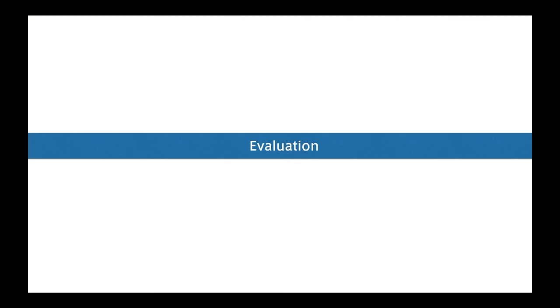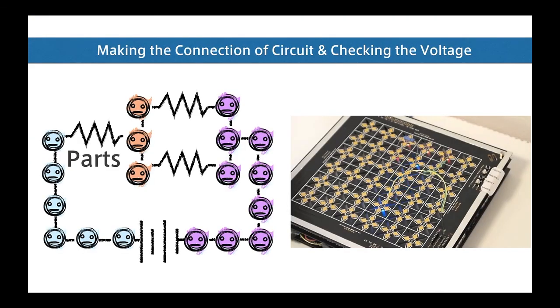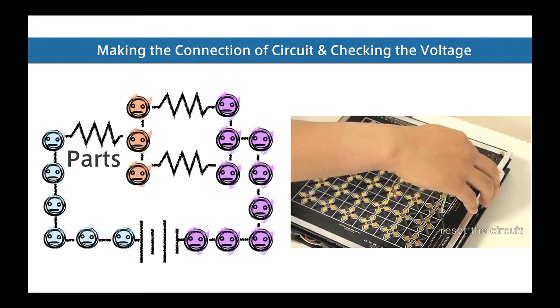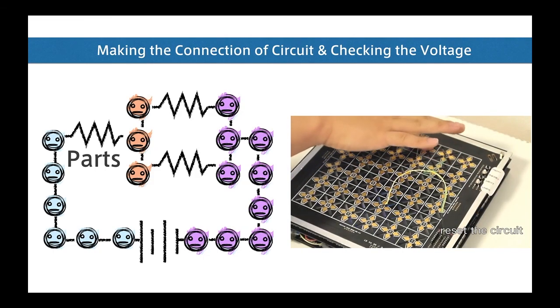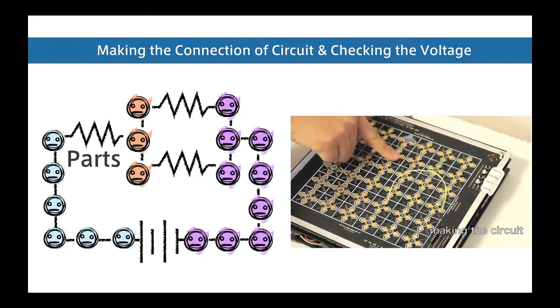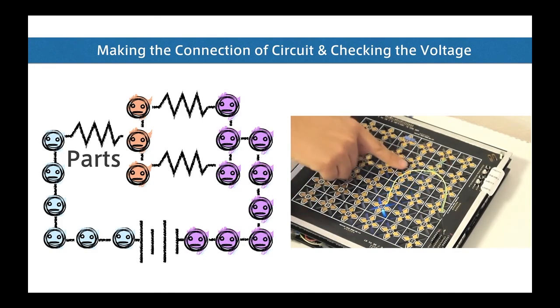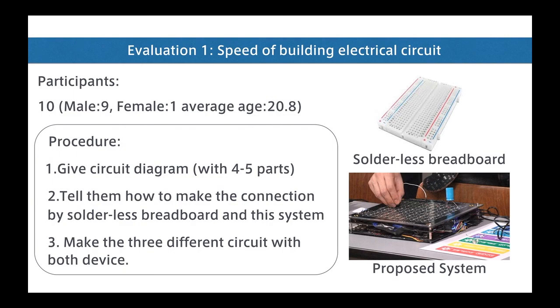And then I'll talk about the evaluation. So we made two evaluations. One is making the connection of the circuit, and the second is checking the voltage. So this device has two functions. One is making the circuit. Second is visualizing the voltage. So we evaluate both. This is evaluation 1, the speed of building an electrical circuit. The participants were 10, 9 male and 1 female, and the average age was 20.8.